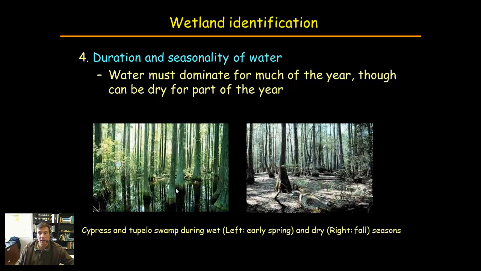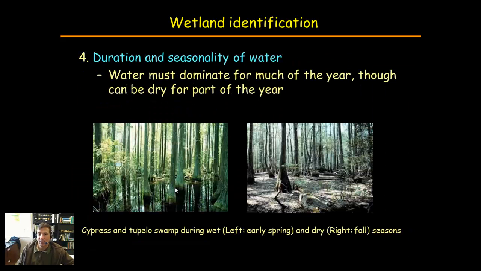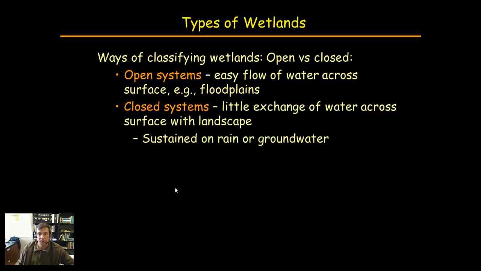It's still a wetland even though there's not water out there, and you would know that by looking at the plants, the aquatic plants, the soils, and, oh, the ecotone, of course. The ecotone there between that tupelo swamp and the surrounding hardwood forest. Okay, so those are the ways in which we define wetlands.